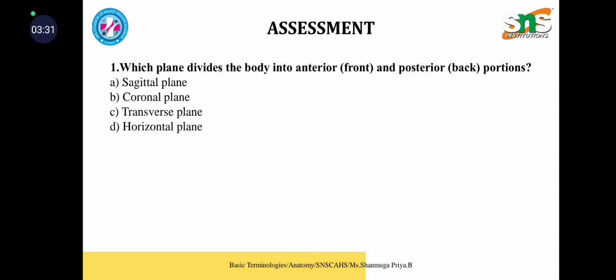Assessments. Which plane divides the body into anterior and posterior portions? Here the anterior refers to front and the posterior refers to back. So the answer is coronal plane. Yes, the coronal plane divides the body into anterior and posterior portions, while the sagittal plane divides the body into right and left halves. Next, the transverse plane divides the body into superior and inferior portions. Horizontal plane is also another name for the transverse plane.